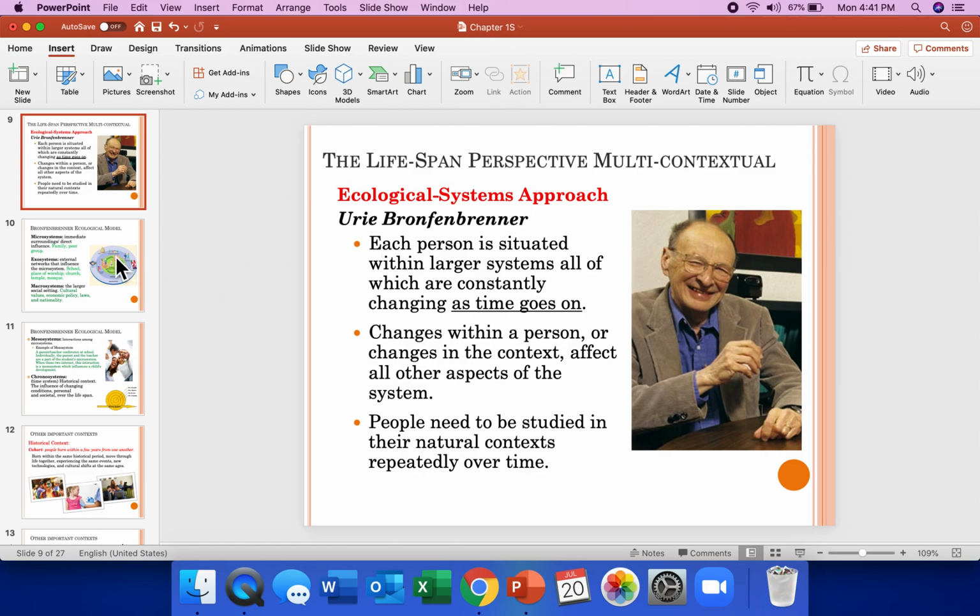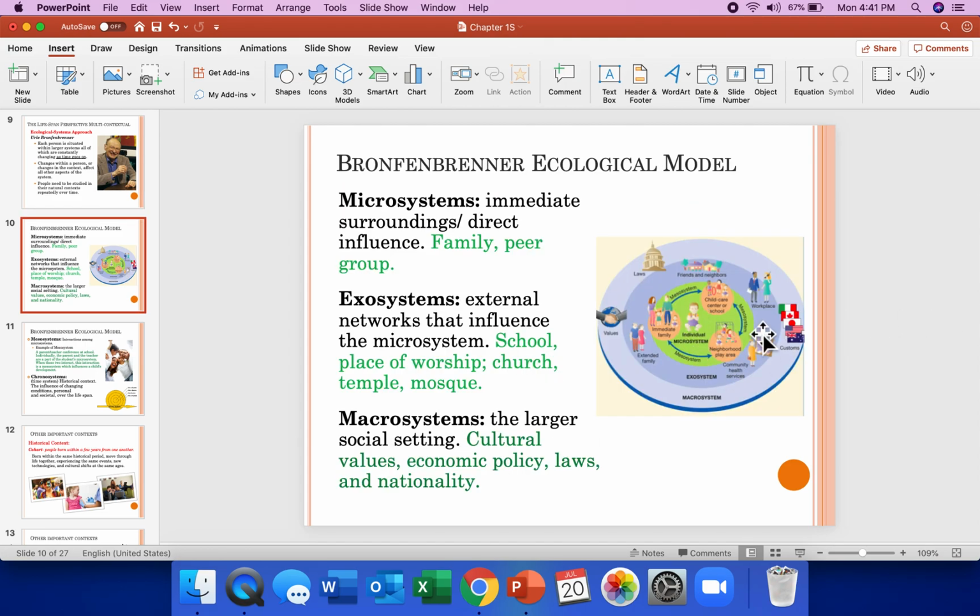It starts out with the child in the middle, and that child is surrounded by what he called the microsystem, and that is the immediate surroundings of that child. These people influence that child's development. So the family, the peers, the siblings, these are people who have direct interaction and direct influence on the child. That system is seated within yet another system called the exosystem. The exosystem is that external layer or external network that influences the microsystem. So it does not have a direct interaction with the child. It influences the microsystem that has a direct interaction with the child and therefore affects the child.